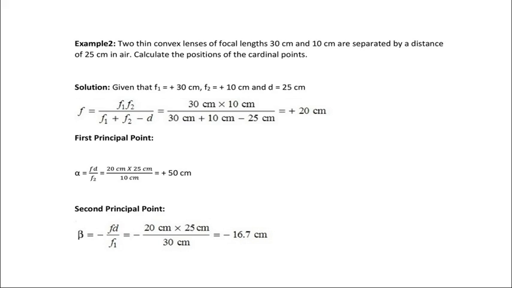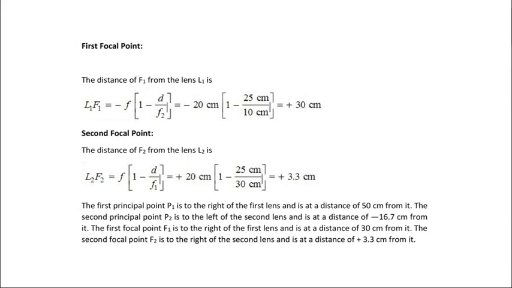Second principal point beta is given by minus fd by f1, which is equal to minus 20 cm into 25 cm by 30 cm, equal to minus 16.7 cm. The first focal point, the distance from the lens L1 to F1, is equal to minus f into 1 minus d by f2, equal to minus 20 cm into 1 minus 25 cm by 10 cm. It turns out to be equal to plus 30 cm.